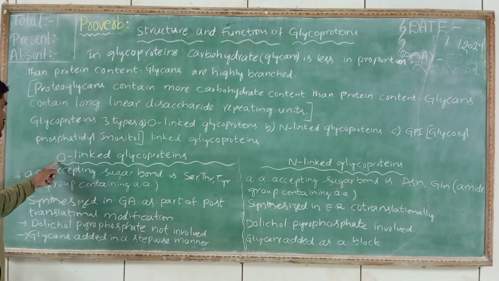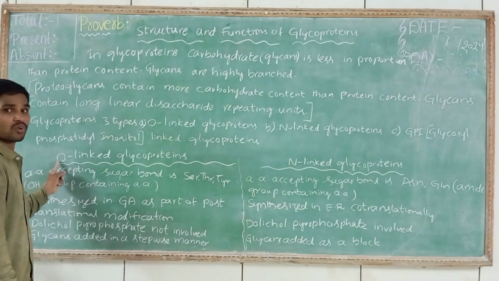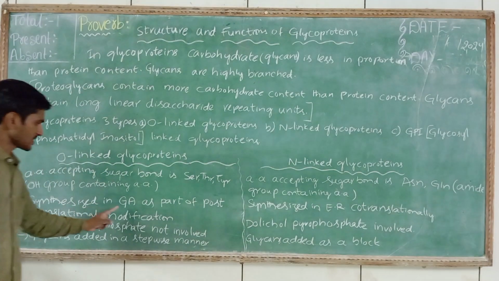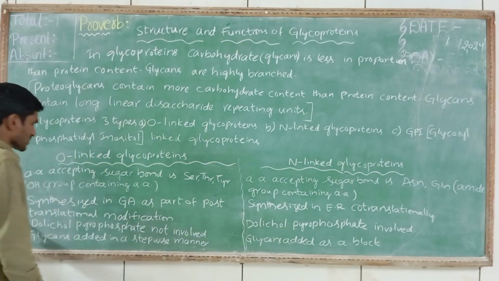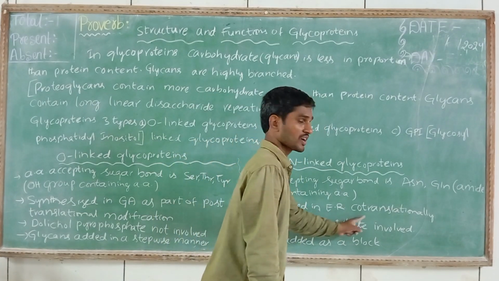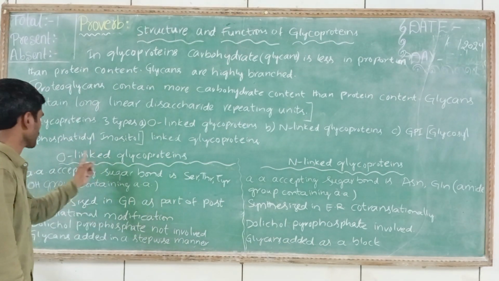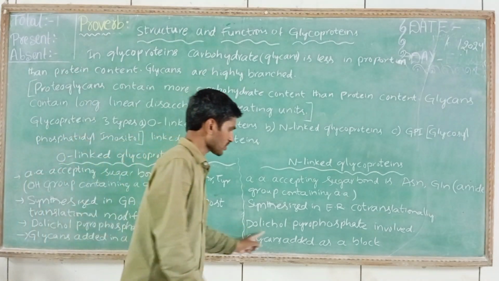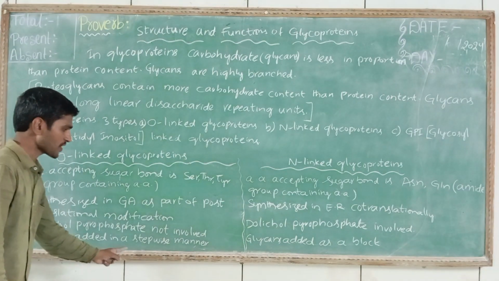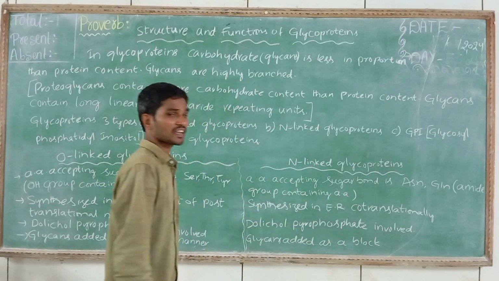In O-linked glycoproteins, the amino acids contain OH groups that participate in the synthesis. O-linked glycoproteins are synthesized in the Golgi apparatus as part of post-translational modification. N-linked glycoproteins are synthesized in the ER, the endoplasmic reticulum, co-translationally. Dolichol pyrophosphate is not involved in O-linked glycoprotein synthesis, but it is involved in the synthesis of N-linked glycoproteins. Glycans are added in a stepwise manner in O-linked glycoproteins, and as a block in N-linked glycoprotein synthesis.